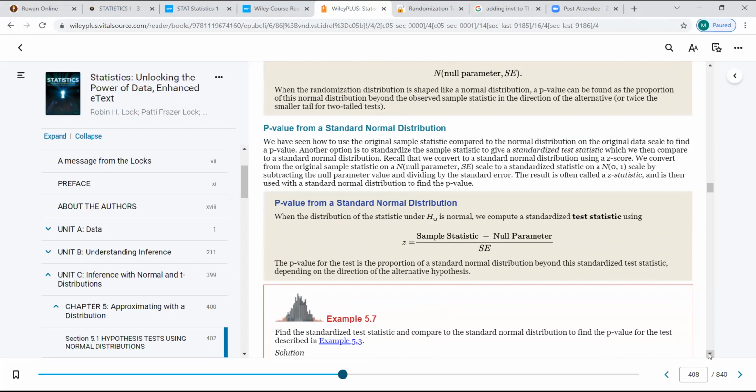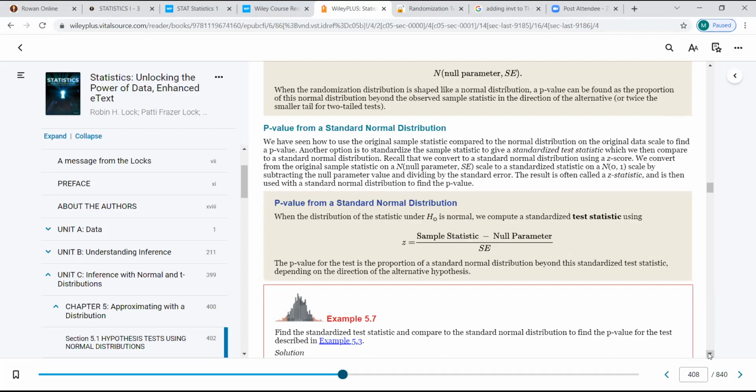Now, I sort of showed you this formula before. It's a z. Notice the numerator is the sample statistic minus the null parameter. Now, what exactly is that? Well, the sample statistic in this case would be the difference in the two proportions for the sample. That's the 0.066. That's the difference in the sample proportions, that one sample that we're looking at.